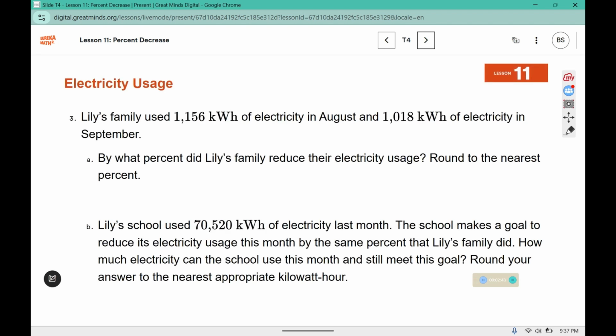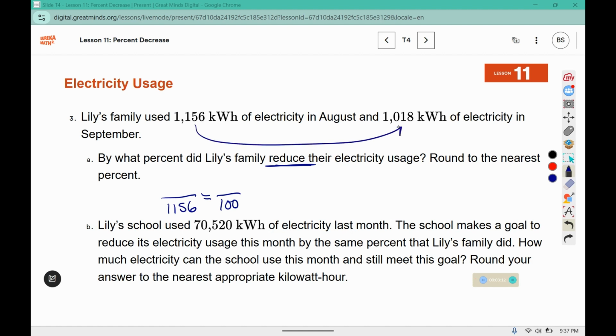Lily's family used 1,156 kilowatt hours of electricity in August and 1,108 in September. By what percent did Lily's family reduce their electricity usage? Round to the nearest percent. So here it says how much did they reduce their usage? Well, the original was 1,156. They reduced their usage by 138.